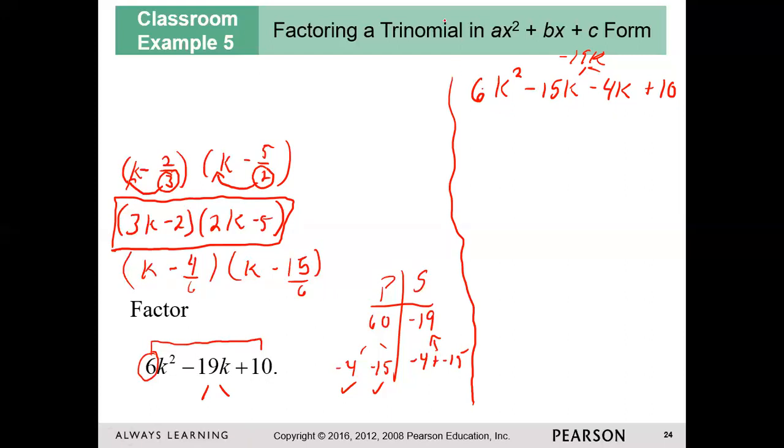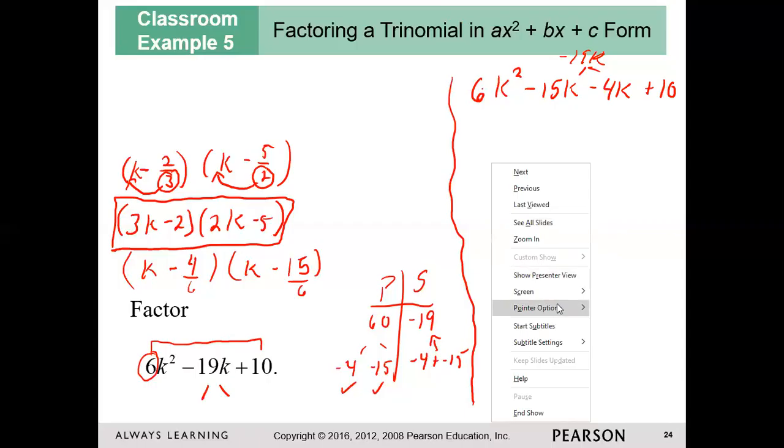So I'm going to, let's see if I can change the color here.